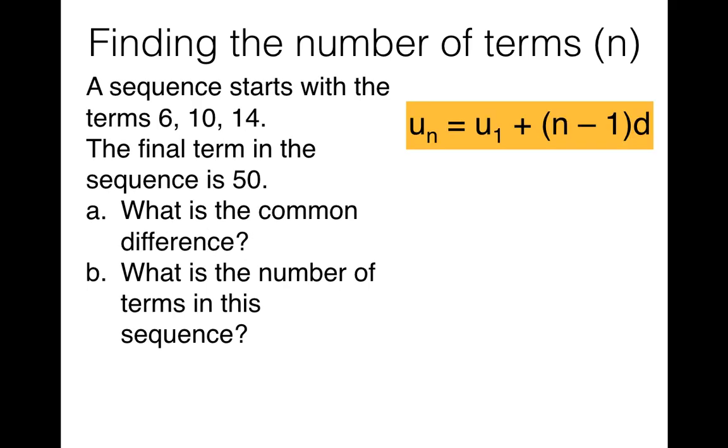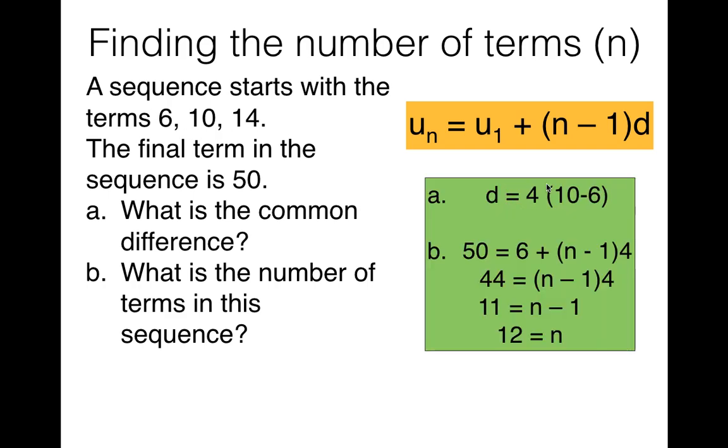Okay, common difference is nice and simple. We can do 10 take away 6 and we get 4. So the common difference in this case is 4. Now, what we know here is that 50 is the final term number. We know 6 is the first term number, so I've replaced U1 with 6. What we don't know is n, and that's what we're going to try and find out. So we've got n minus 1 still in the brackets, all multiplied by 4 because we've just worked out that d is equal to 4.